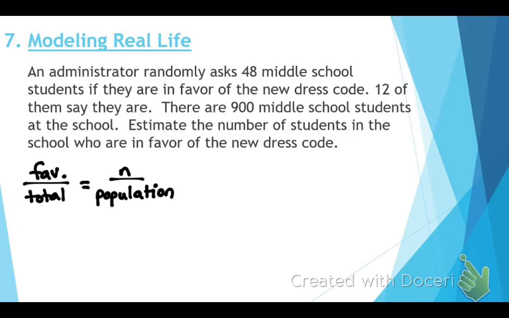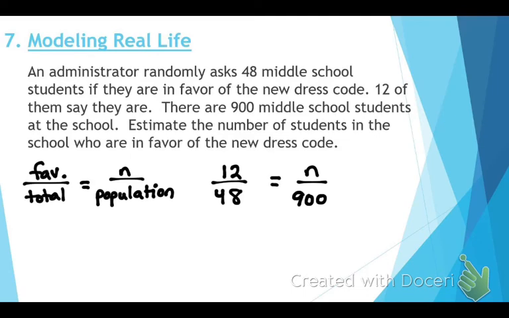All right, let's see how you guys did. Guys, favorable. How many people were in favor of the new dress code? Everyone, 12. Out of how many did they ask? They only asked 48. Equals n over the population. How many were in the population? 900. Did anyone do this with mental math? Yes. How many of you would say you did it with cross products? Okay, you could have done either way.